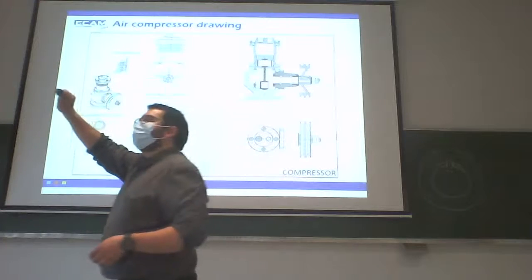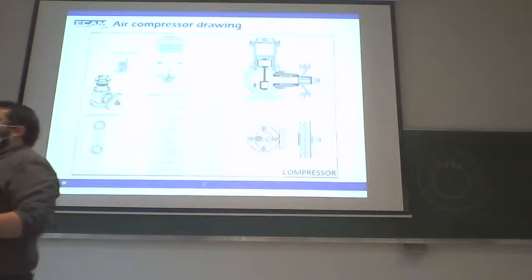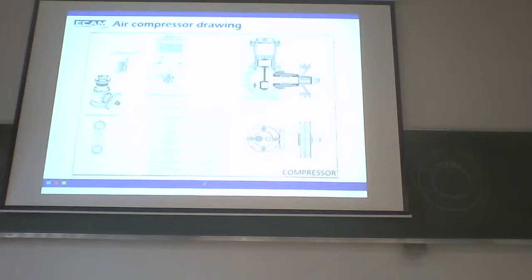I forgot one example. Use of a retaining ring to stop the translation. Here on these two parts, you have two retaining rings, one on one side, one on the opposite, to stop the translation.